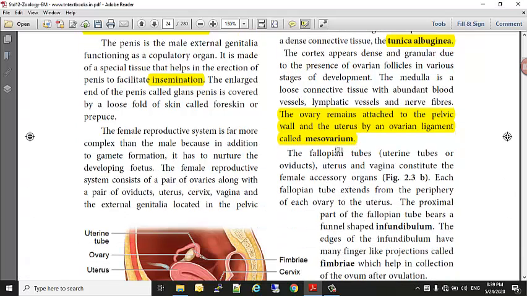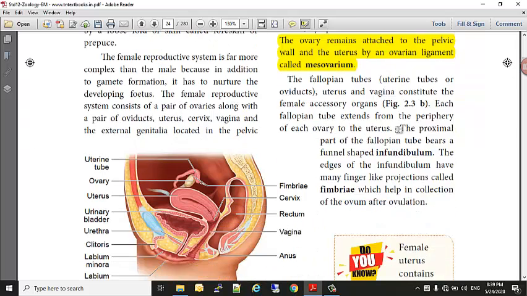Fallopian tube. Here a very important process takes place. The fallopian tube, also called the uterine tube or oviduct, along with the uterus and vagina constitute the female accessory organs. So far we have seen the ovary, and these are the accessory organs. Each fallopian tube extends from the periphery of each ovary to the uterus. We have seen it in the video.